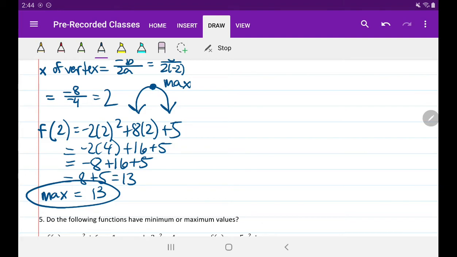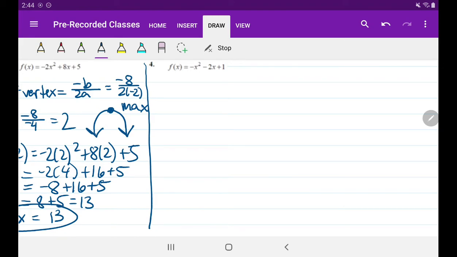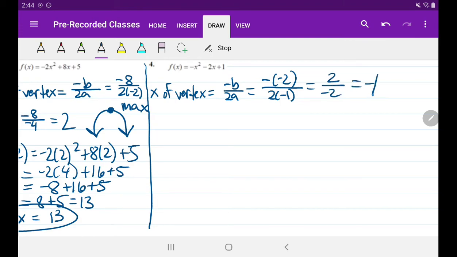Okay. So going on to number 4, we'll find the x of our vertex, which is going to be negative b over 2a. So we'll have a negative 2 over 2 times negative 1, which is going to be 2 over negative 2, which is negative 1. So we'll go ahead and plug that in.